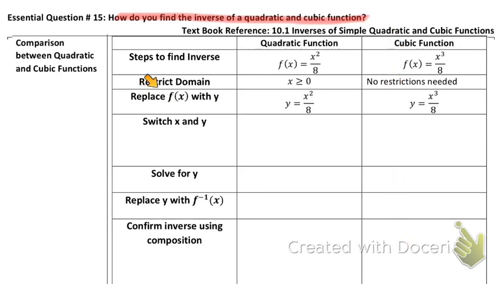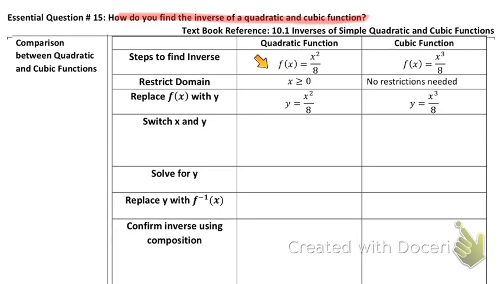Okay? We'll talk about domain restrictions a little bit later on, pretty much in class. Other than that, we're going to go through this process of finding the inverse. Okay? So let's do this. First, the quadratic function. This is a quadratic function because it's a power of 2. This is a cubic function because it has a power of 3. So let's go ahead and take this function and find its inverse.